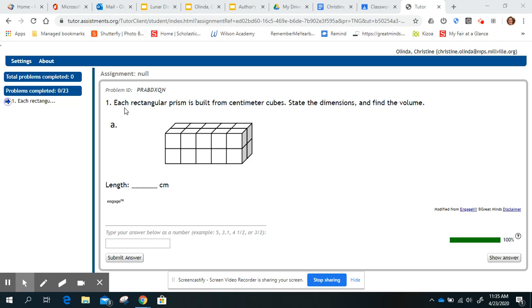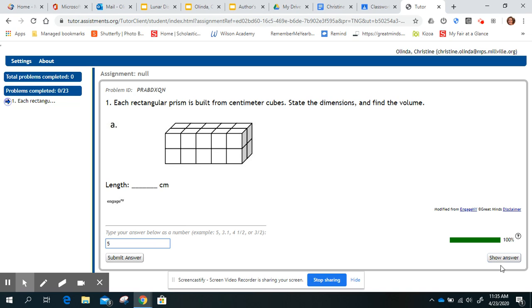All right, number one, each rectangular prism is built from centimeter cubes. State the dimensions and find the volume. In this one, they're asking for the length. So this is question 1A, and they're asking for the length. The length is how long it is. So the length, all you have to do is count. 1, 2, 3, 4, 5. And we type in 5. So the length is 5.